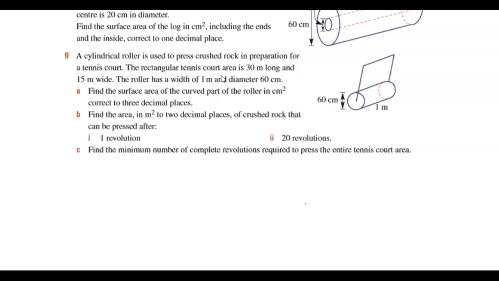Okay, so the rectangular tennis court area is 30 meters long and 15 meters wide. The roller has a width of 1 meter and a diameter of 60 centimeters. So you can see that on the diagram. Find the surface area of the curved part of the roller in centimeters squared, correct to 3 decimal places. So that's just wanting the surface area of the outside of this barrel or roller. Then we have to find the area in meters squared to 2 decimal places of crushed rock that can be pressed after 1 revolution, 20 revolutions. So a revolution is just for the roller to go around one full time, so 360 degrees. Find the minimum number of complete revolutions required to press the entire tennis court area.